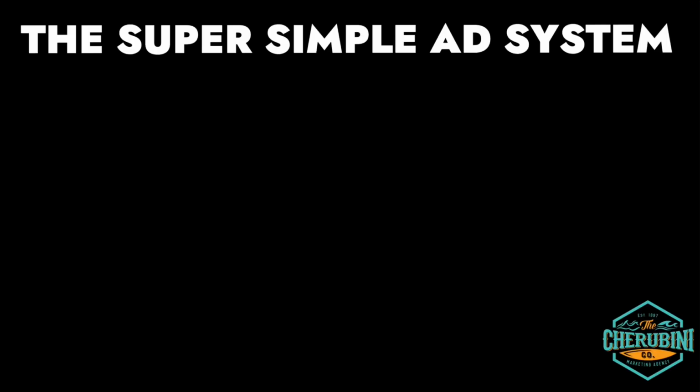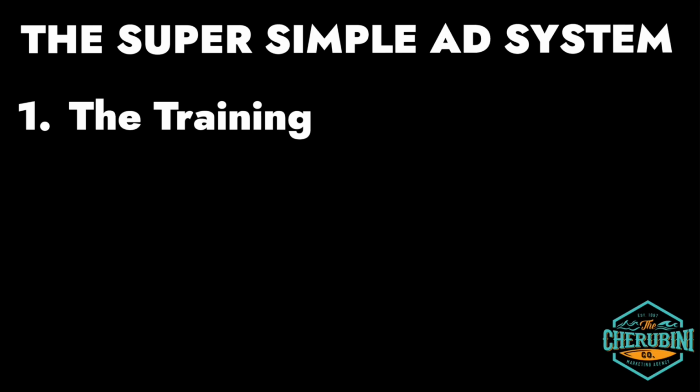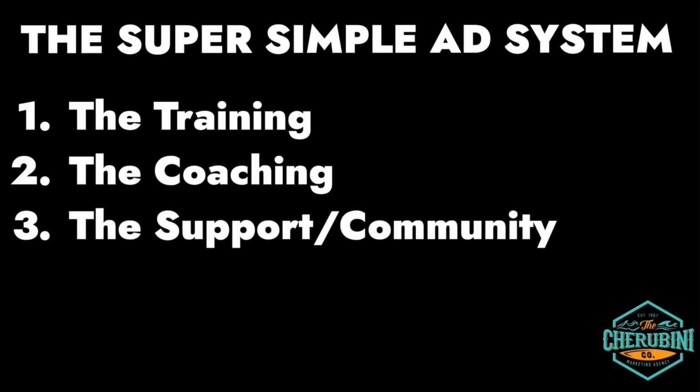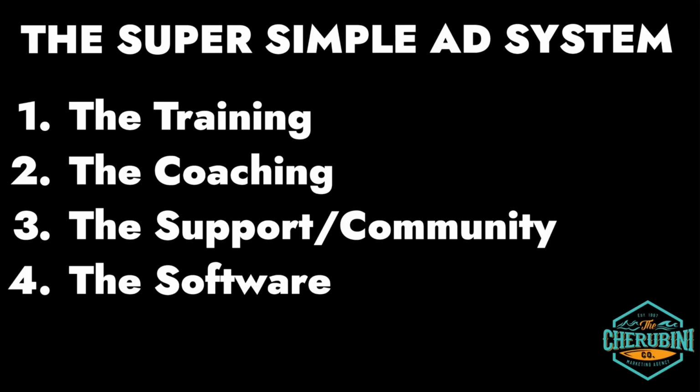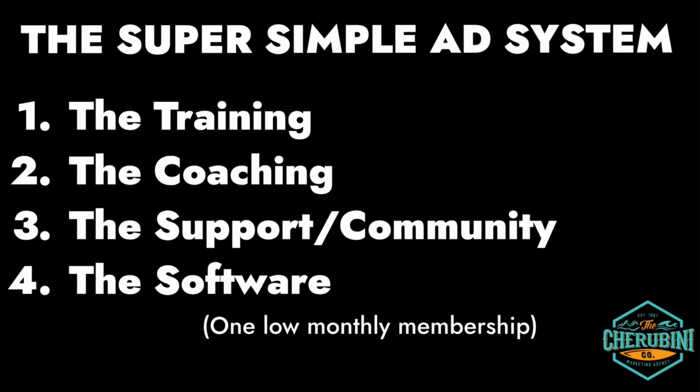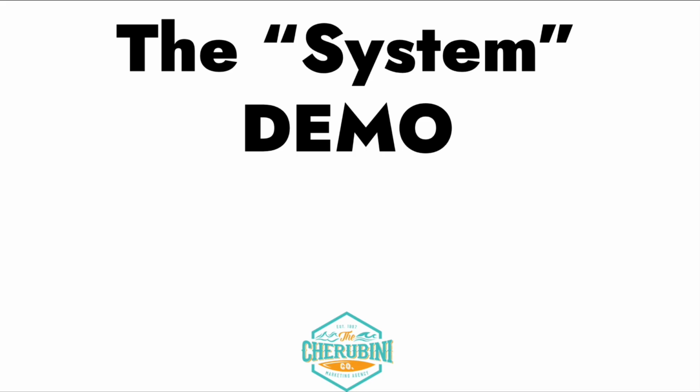The super simple ad system. This is what you get when you sign up on this page. You get training, you get my coaching, you get the support and the community of other business owners trying to do the same thing, and you get the software. It's all AI and it's helped you. You've already seen the software. So if you're still here, we train you how to do it. I help you do it. There's support, there's community. It's all one low monthly membership, which you've probably already seen.